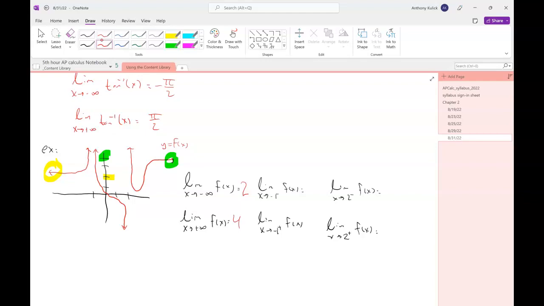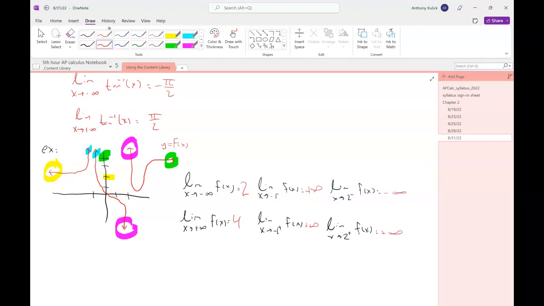All right. The limit as x approaches negative 1 from the left is positive infinity. How about from the right? It's also positive infinity, right? You're looking at the next one probably, right? Yes. How about positive 2 from the left? Negative infinity. And positive 2 from the right? Positive infinity.